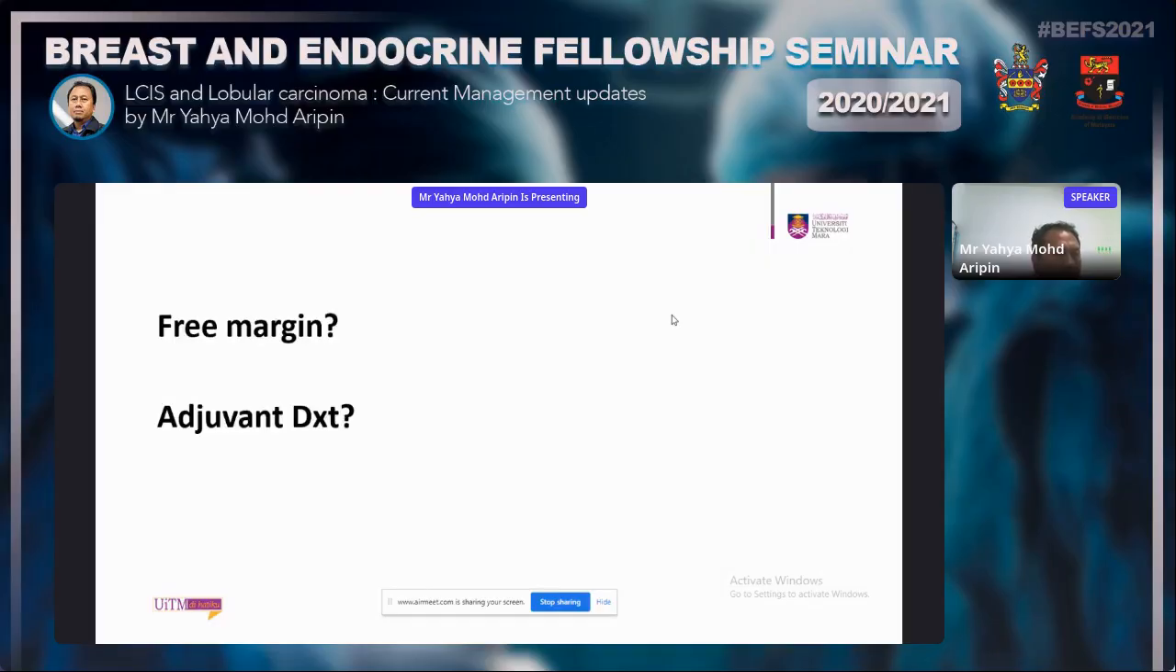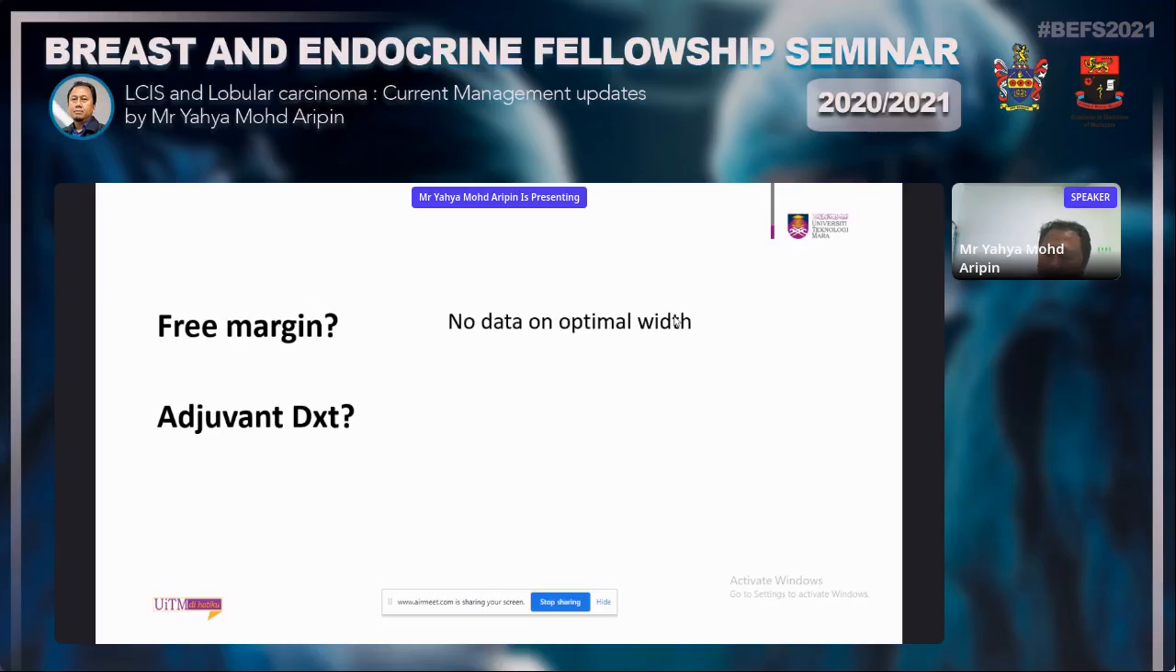Okay, after you excise the lesions, what will be the margin? In DCIS, for example, right? You have an issue of margin. You need to get a 2 millimeter margin, and after excision, do you need to give radiotherapy as what you do for the DCIS?